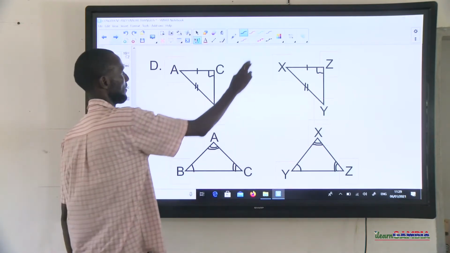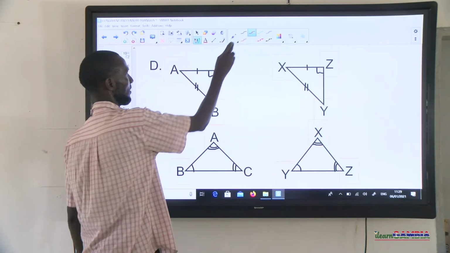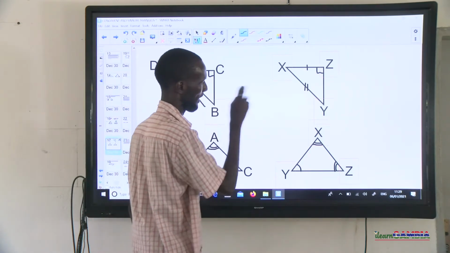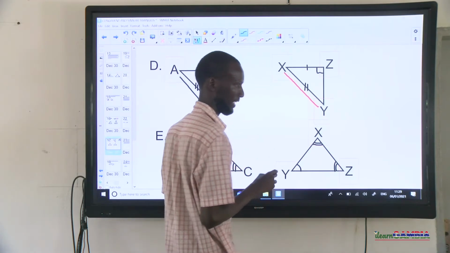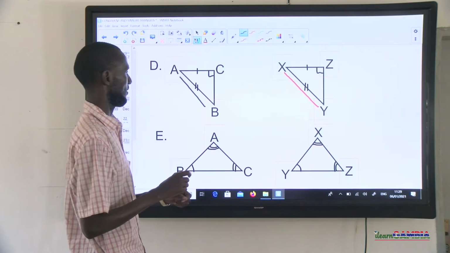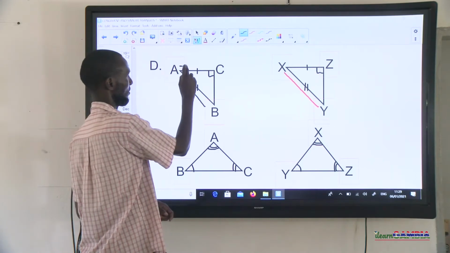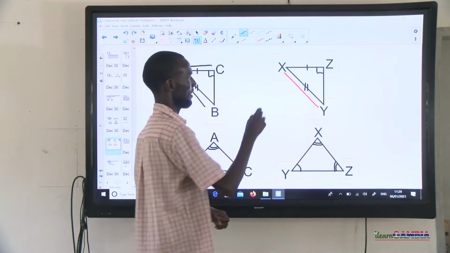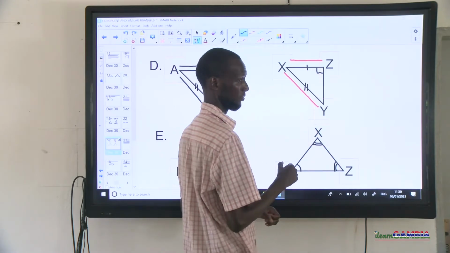The hypotenuse of triangle ACB is AB, and you can see clearly that it is equal to the hypotenuse of triangle XZY here. So their hypotenuses are equal. Now, do we have any other corresponding equal sides? Yes, we do. You can clearly see that AC here of triangle ACB is also equal to XZ of triangle XZY.